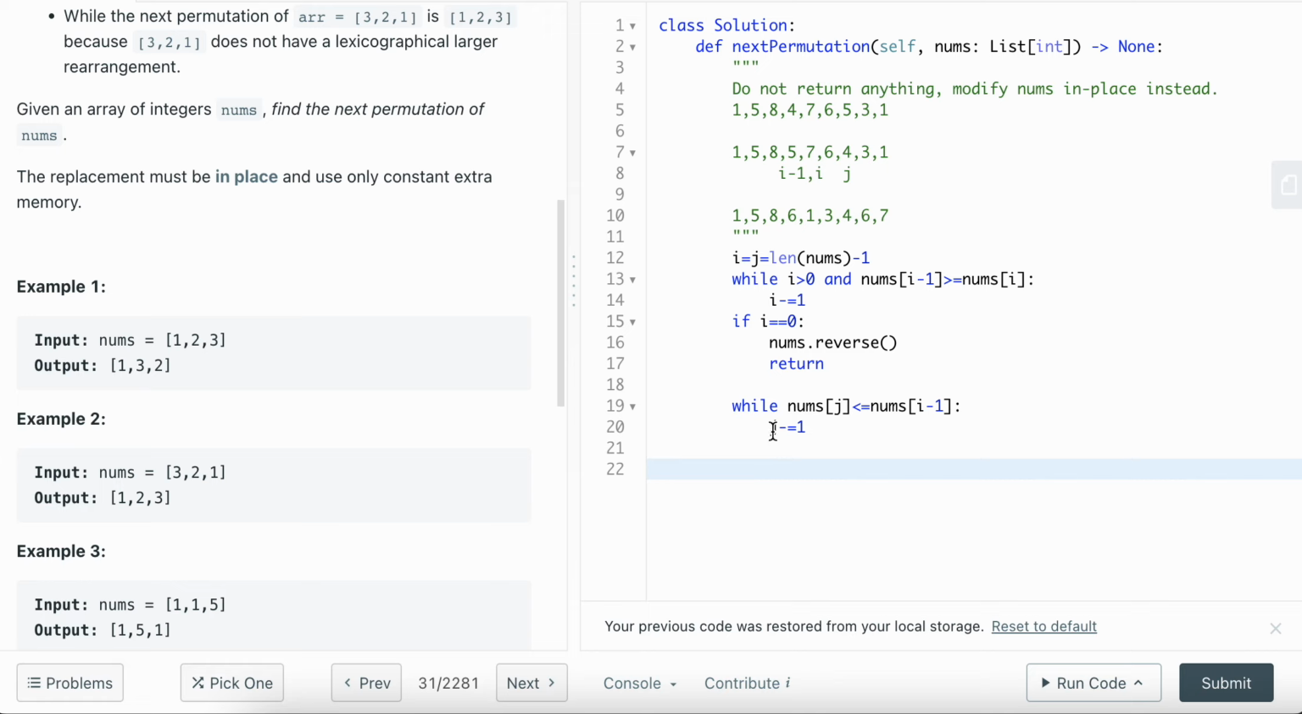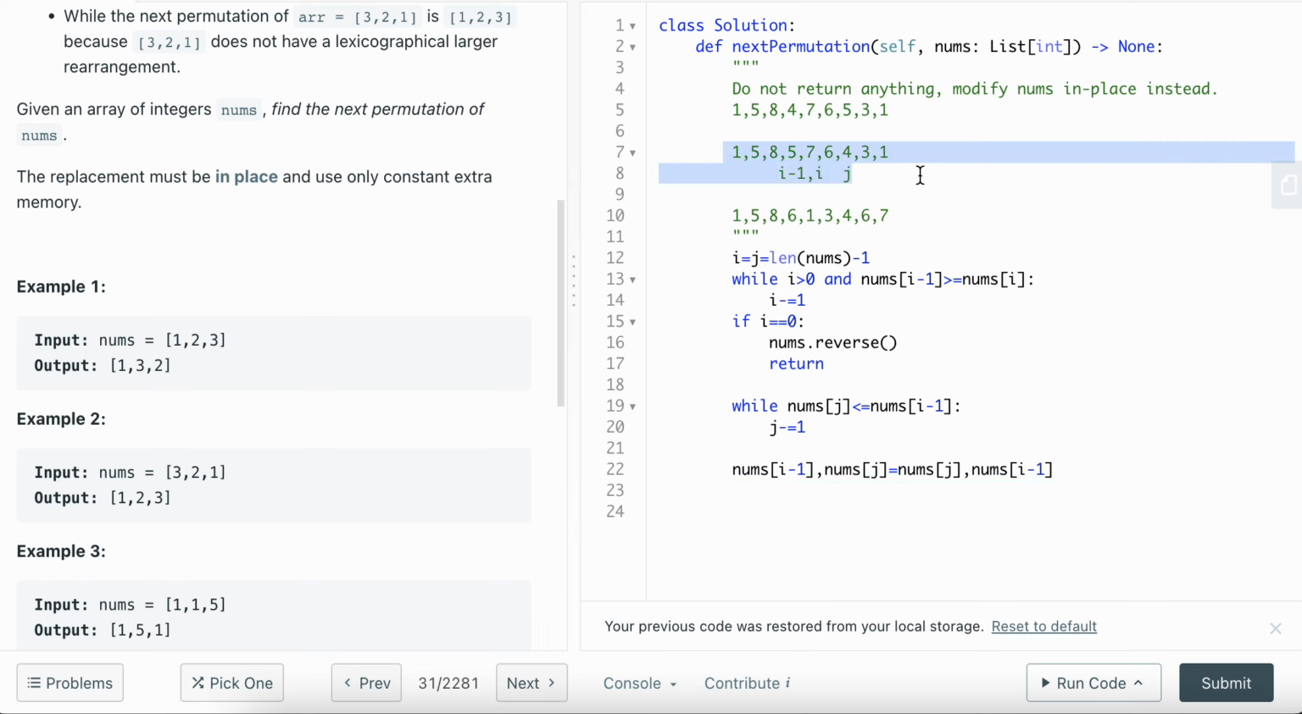Once we get out of this while loop, meaning that nums[j] is no longer smaller than nums[i - 1], for example like this case, 5 is bigger than nums[i - 1]. In that case, we're going to swap 4 with 5, right? So nums[i - 1] swaps with nums[j], so nums[i - 1], nums[j] = nums[j], nums[i - 1]. In that case, we have already swapped i - 1 with j.